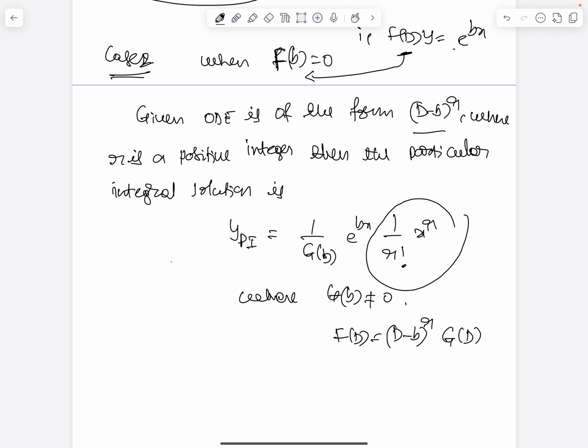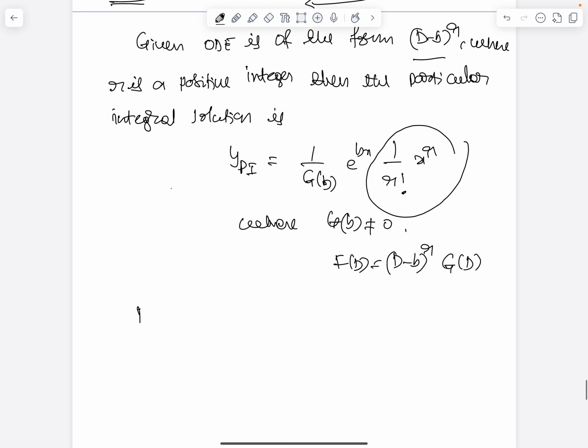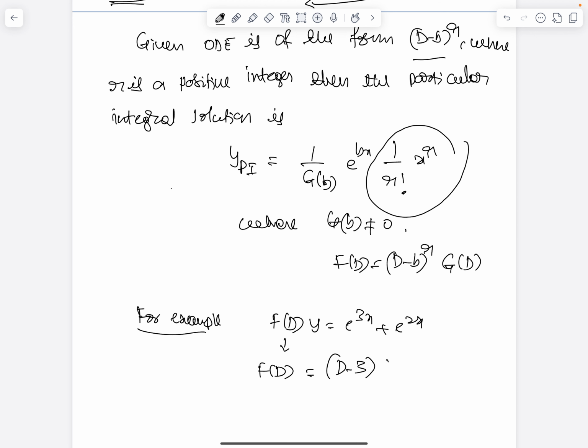Whenever e power 2x is there, d minus 2 is 0. Whenever e power 3x is there, d minus 3 is becoming 0, but r is repeating only one time. So that time it is 1 factorial into x power 1, that is x, and you can directly write it. For example, you have a scenario f of d into y is equal to e power 3x plus e power 2x, where f of d is (d minus 3) into (d minus 2).